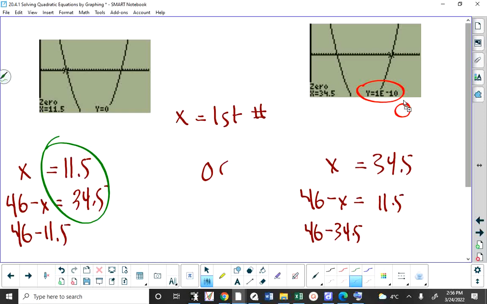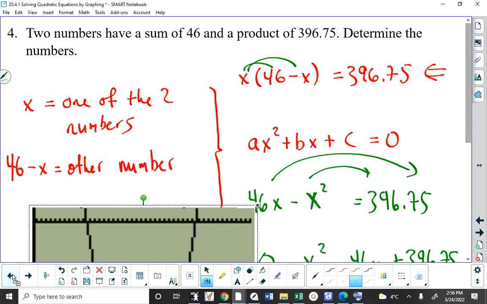Anyway, the two numbers are that. Let's just check it out. Do those two numbers add up to give 46? Yep. When you multiply them together, do you get that 396.75? Yeah.